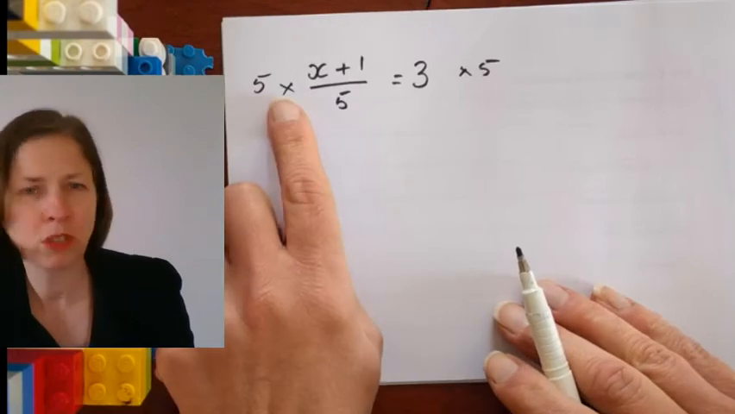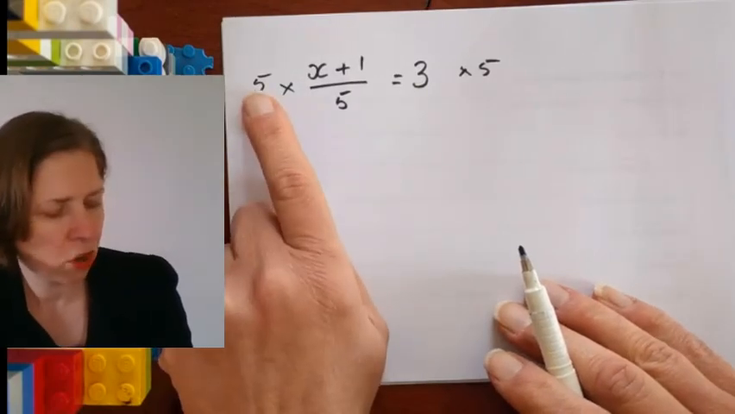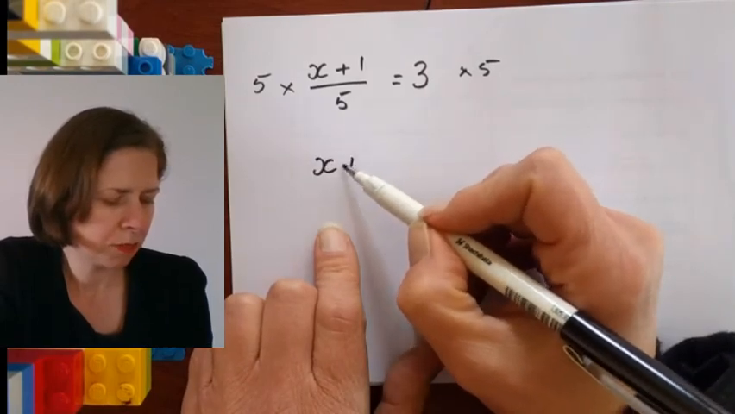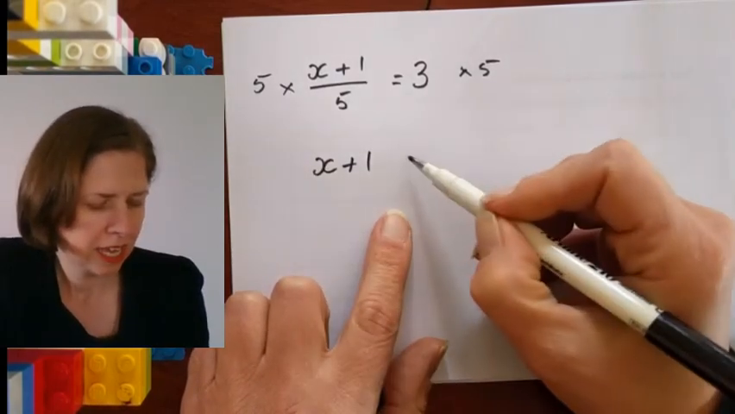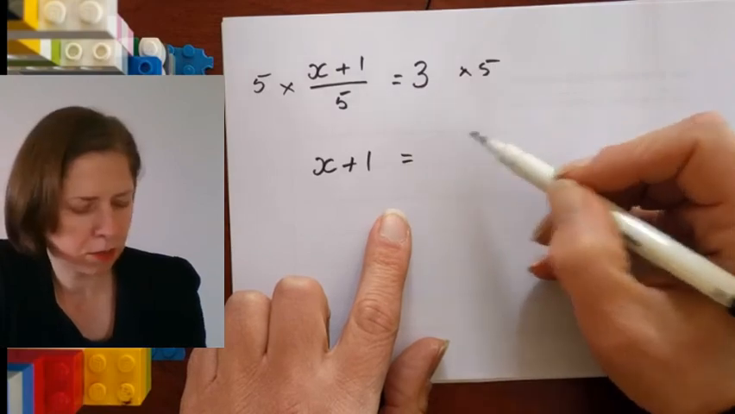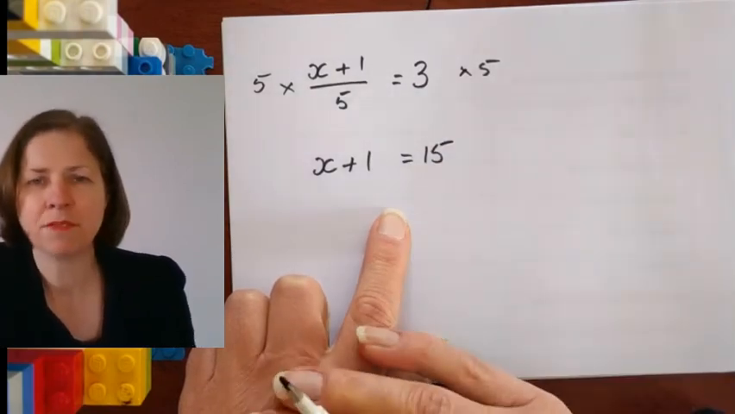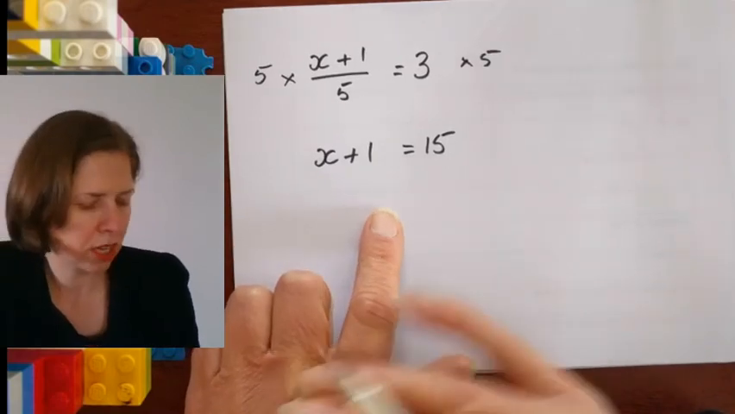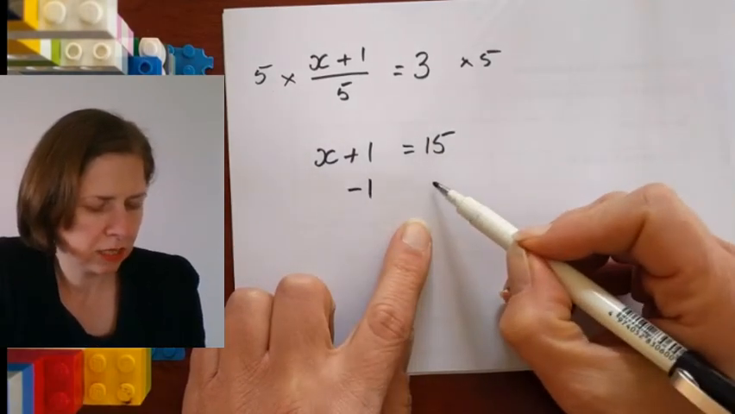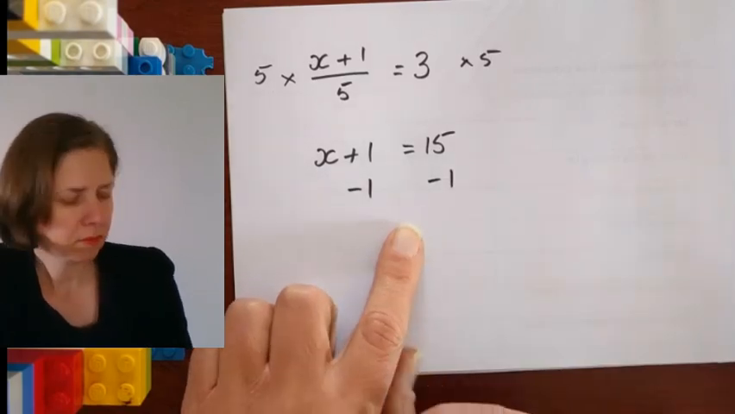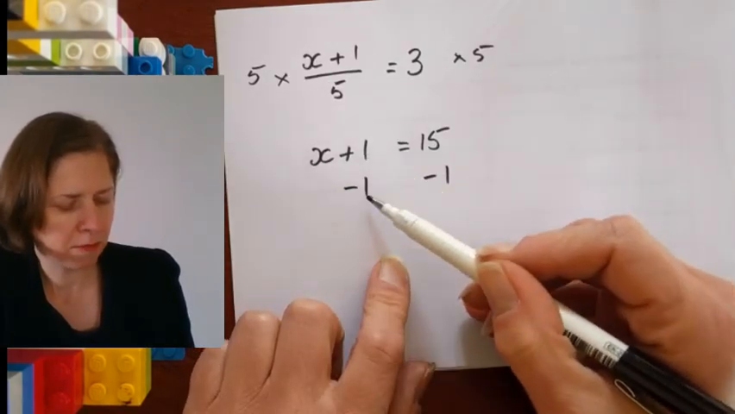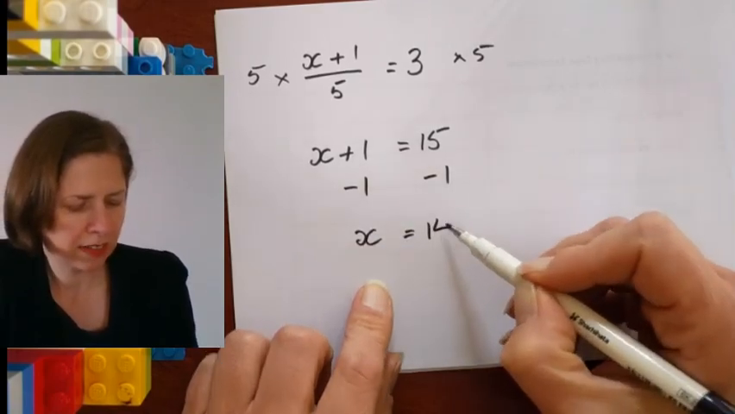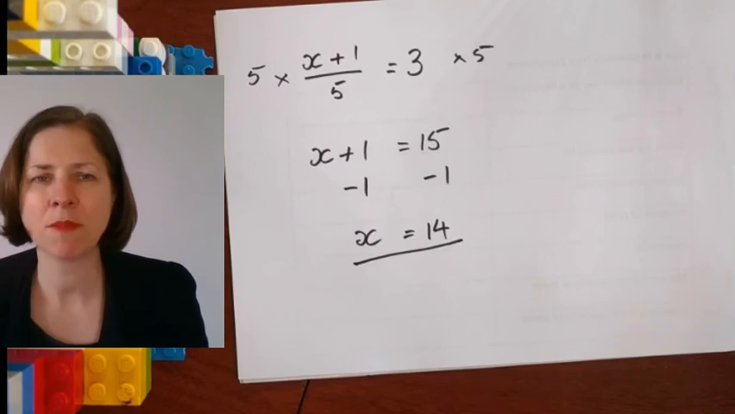Now the whole point of multiplying by 5 here is I've now got 5 divided by 5, which just leaves me with x plus 1 on the left. And on the right, I've got 3 times 5, which is 15. Now I'm going to subtract 1 from both sides of the equation. Minus 1, minus 1. x plus 1 minus 1 leaves me with x, and 15 minus 1 leaves me with 14. So x is the number 14.